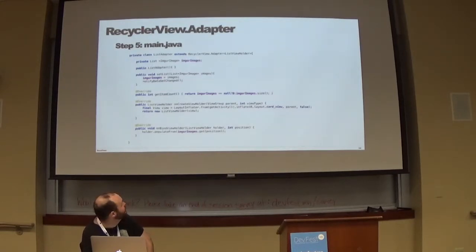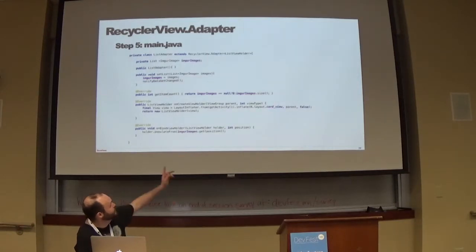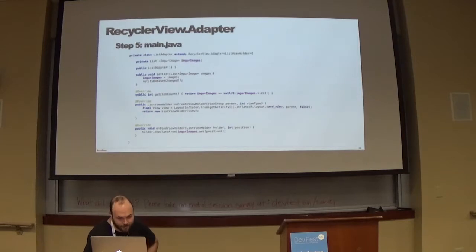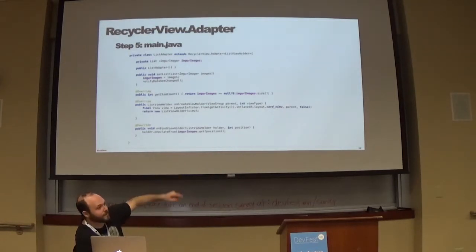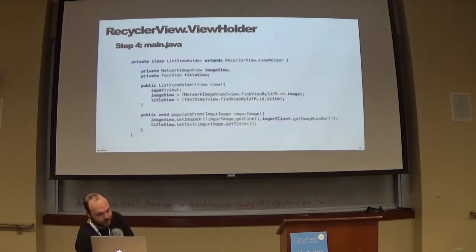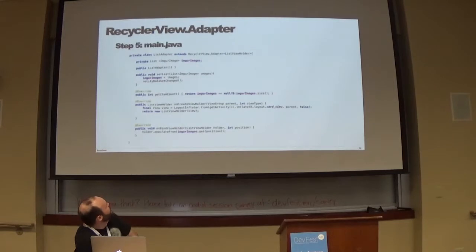getItemCount is pretty standard in all adapters, where you just say how much data is in there. We're just doing size on the array that we have. So the two main RecyclerView adapter methods are onCreateViewHolder and onBindViewHolder. The create method inflates the layout and creates the instance of your view holder. So you can see it taking this card view that we made in the previous step, inflating it, and then I make a new version of the list holder, or the view holder, and then I return that.